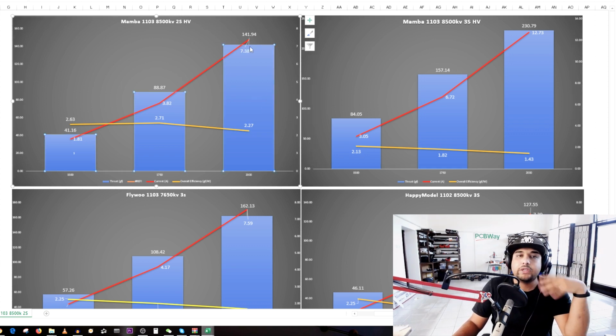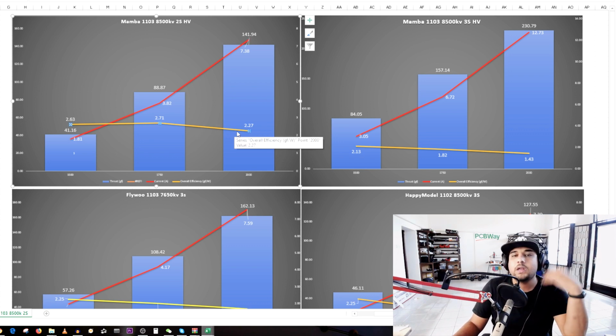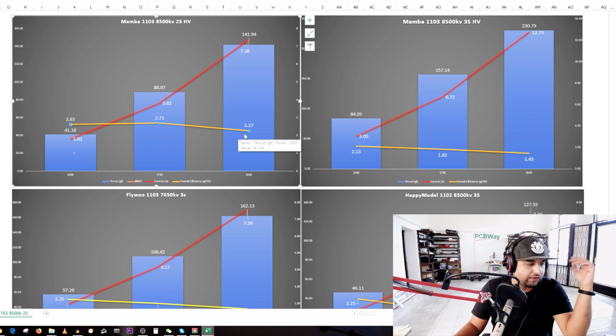Now, if we take a look at just the full throttle right now, let's make sense of this graph real quick. The blue lines represent the thrust, the red lines represent the current, and the yellow line represents the efficiency. So we could get an overall efficiency reading, and they all have been tested on the same propeller, which is, I think, the Happy Model 65mm, the one that's found everywhere.